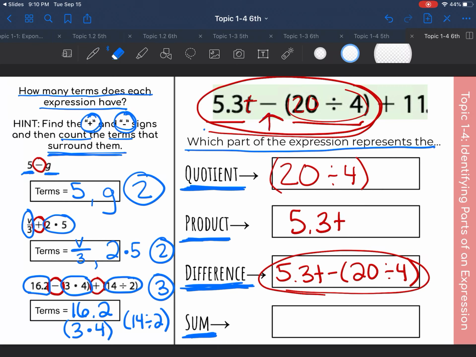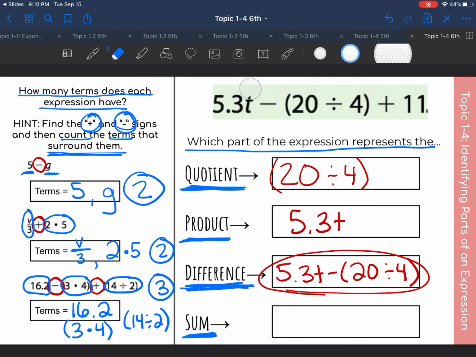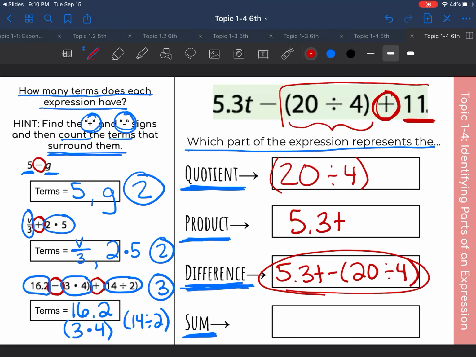And then lastly, we have the sum. All right, so in this expression, the sum, remember, the sum stands for addition. So what is being added in this expression? We have 11, and we have that. This whole entire part of the expression, we're adding 20 divided by 4 plus 11. So it would be 20 divided by 4 plus 11. If it's in parentheses, you can't just pick the 4 or the 20. They have to stay together if it's in the parentheses together.